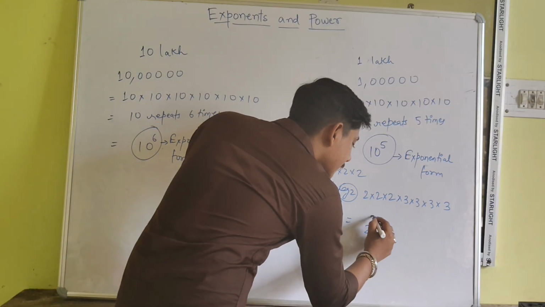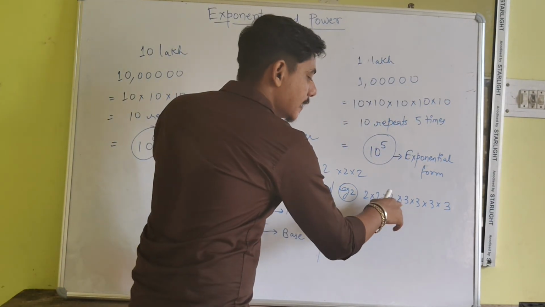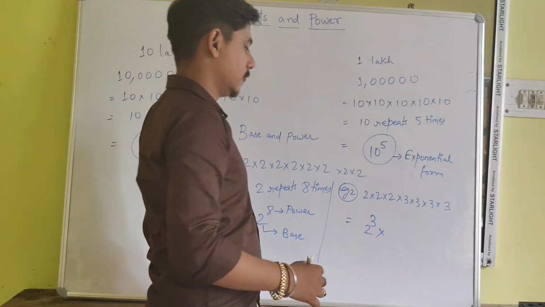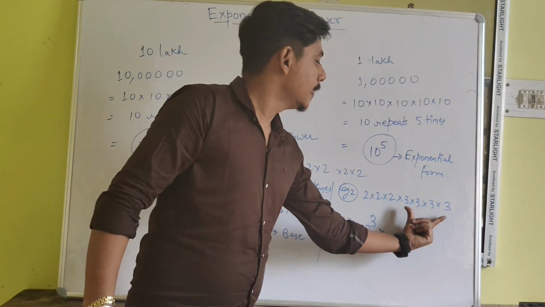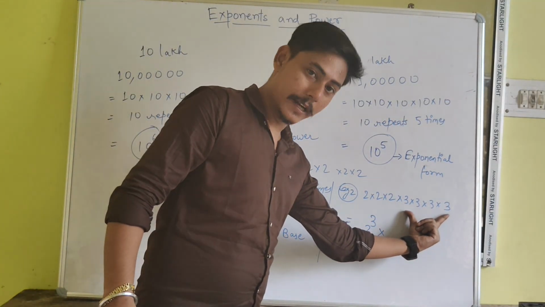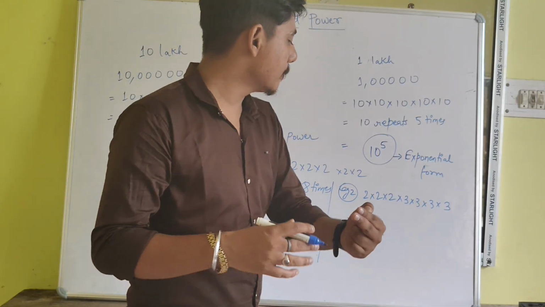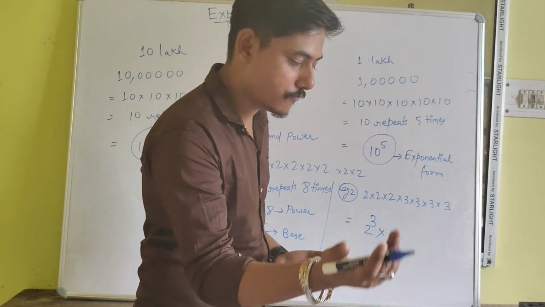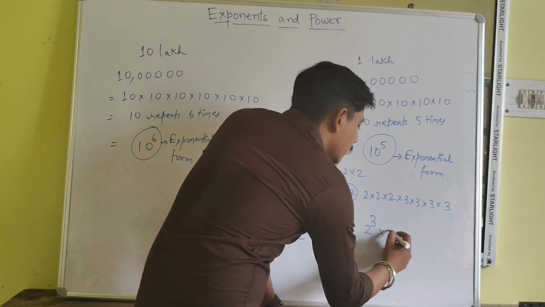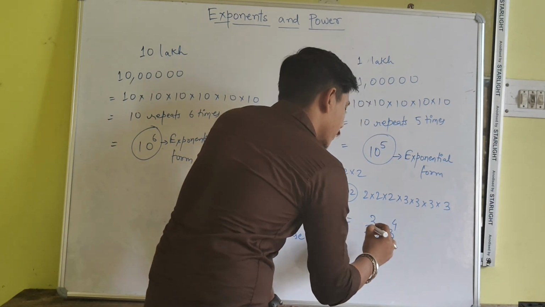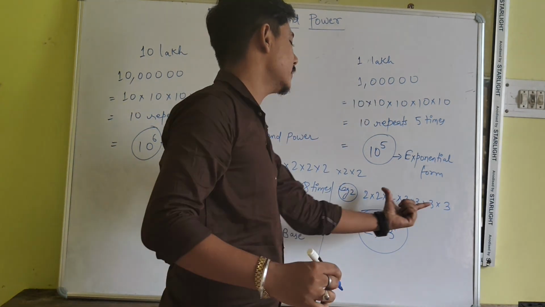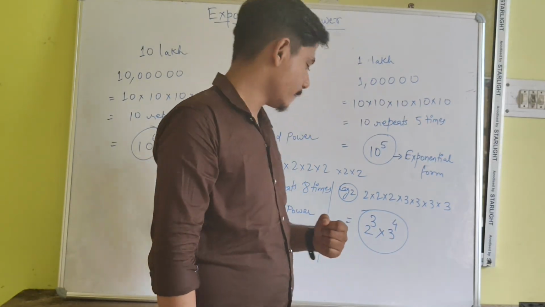So 2 repeats 3 times, and the sign is multiply. And what is the repeated number again? 3. 3 is multiplied by itself how many times? 4 times. That is 3 to the power 4. This is the exponential form of this question. Okay.